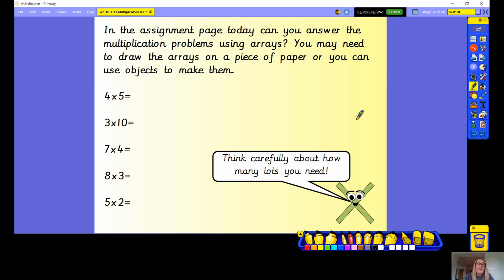In the assignment page today, can you have a go at answering the multiplication problems using arrays? You may need to draw the arrays on a piece of paper, or you can use objects to make them. So if you've got counters in your house or any other objects you've got, you can make arrays with them. It's up to you. So these are the multiplication problems, and have a go at making them. You can send in a photograph on the submit page on the Teams, or you can write the answer in the assignment page. I'll pop a little page on there for the assignment answers.